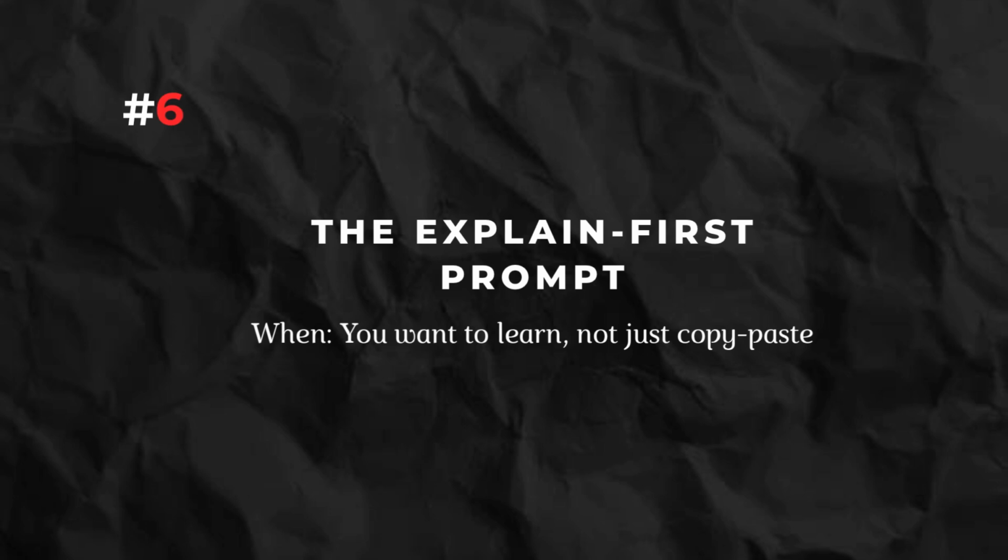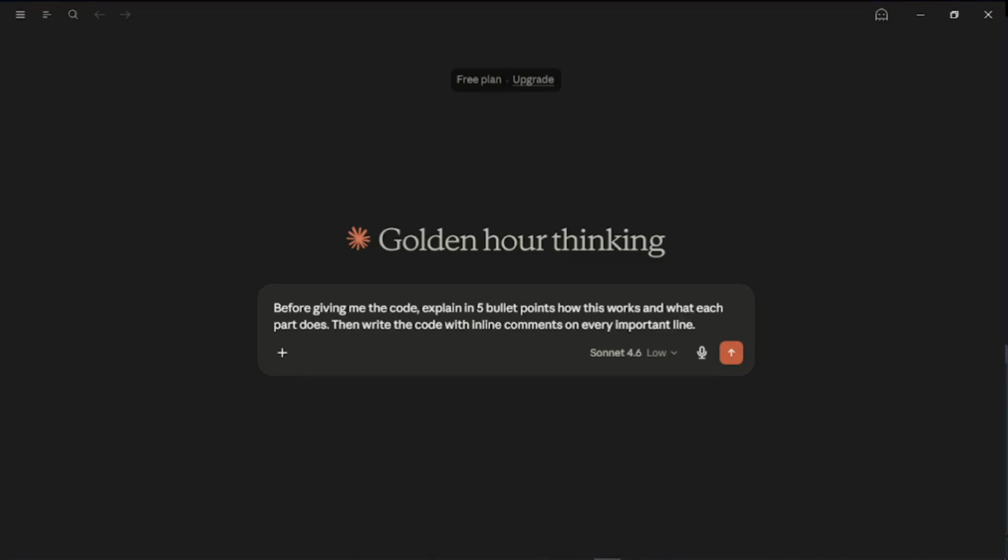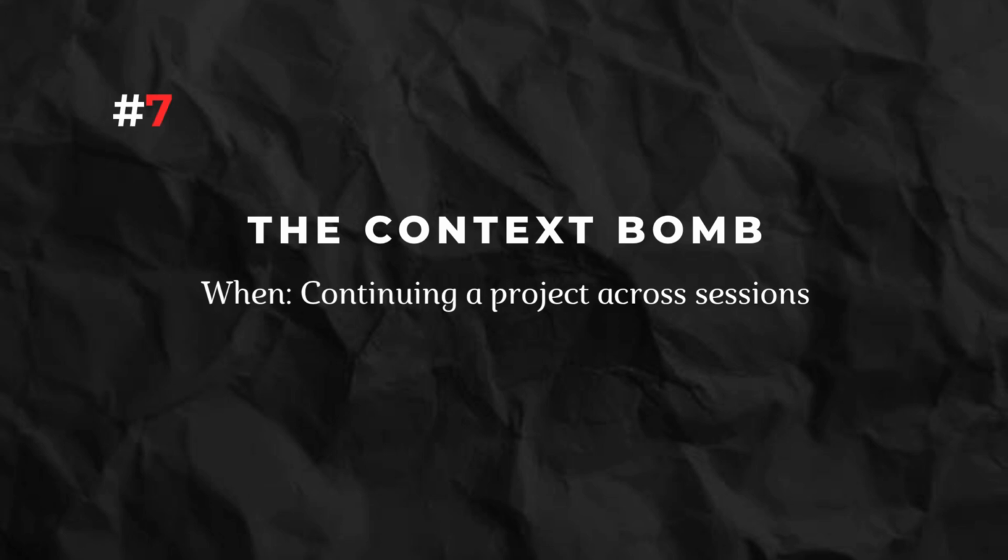Prompt 6. The explain first prompt. This is the difference between someone who uses AI and someone who grows with AI. Make it teach before it builds. You will understand the code you are shipping, which means you can actually modify it. Before giving me code, explain in 5 bullet points how this works and what each part does. Then write the code with inline comments on every important line.